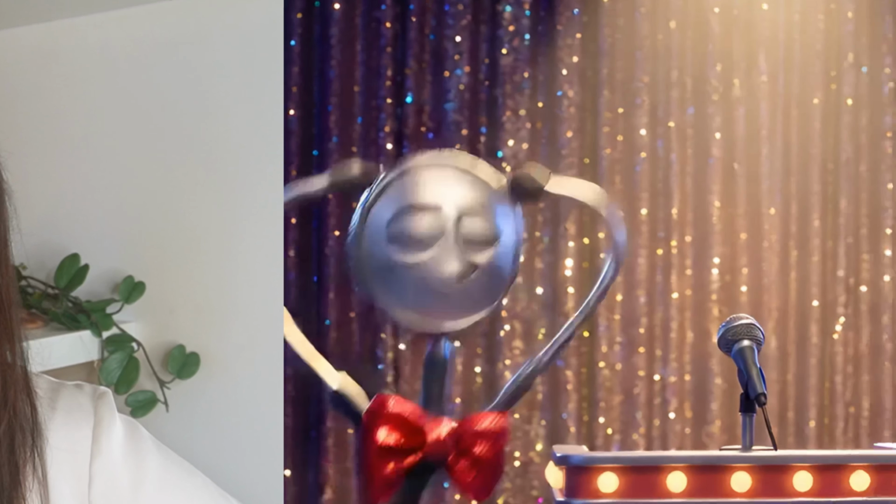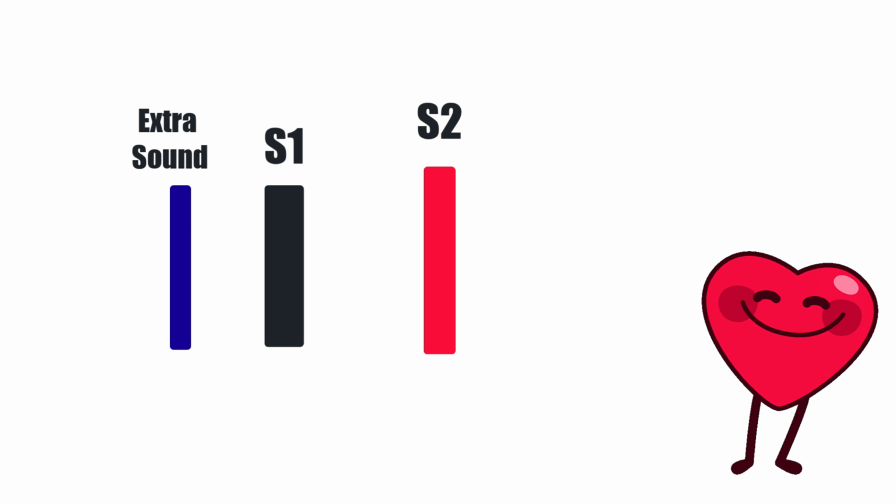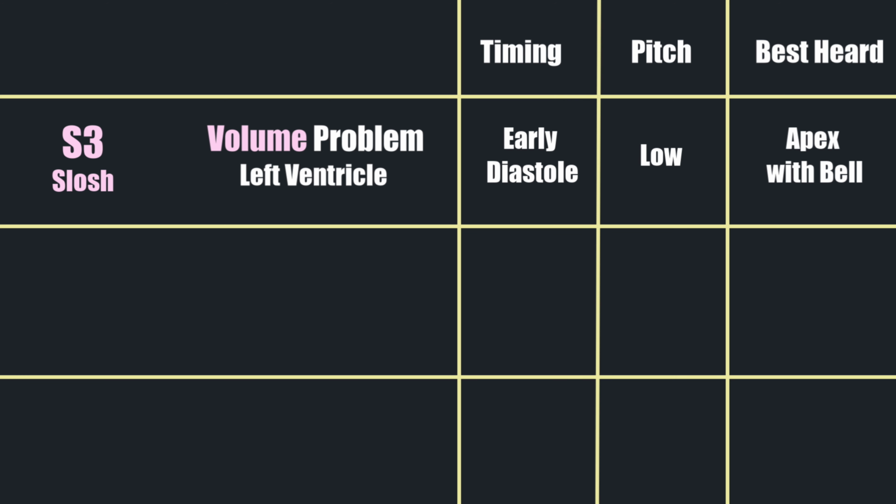Okay, so that was the slosh. Now let me introduce you to its sneaky little cousin, strain. Okay, listen to this. So for this one, I want you to notice something. This time the extra sound is not coming right after the dub, it's coming just before the lub, just before S1. So the main clue here is timing. This is still diastole, but now we're right at the end of diastole, just before S1.